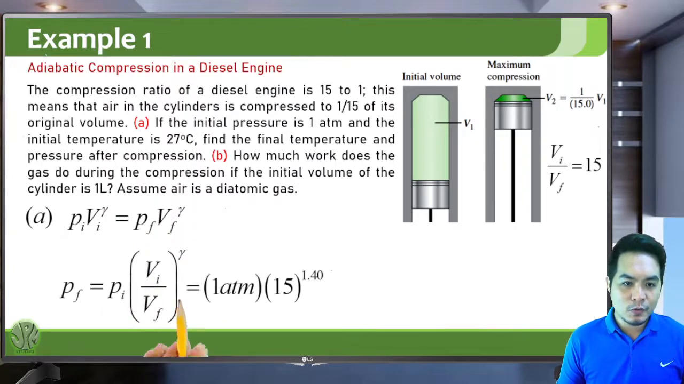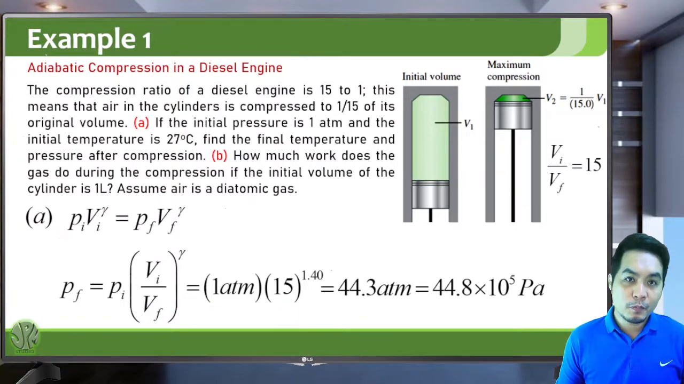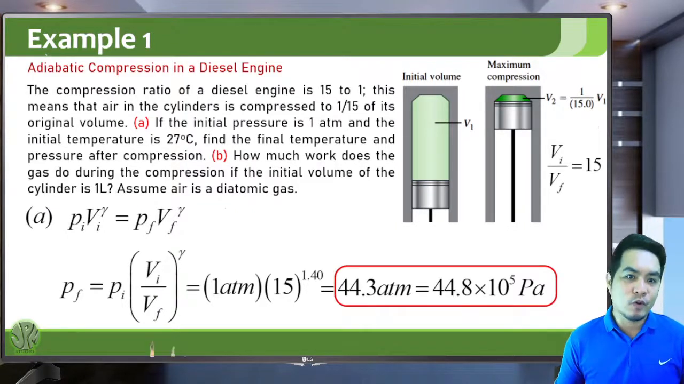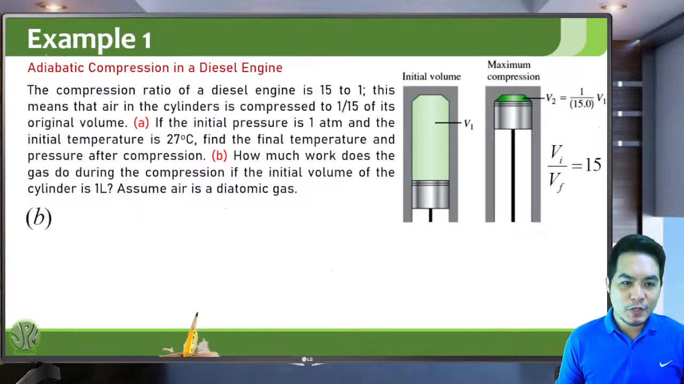It's just this one. We already know gamma is 1.40. So it's 44.3 atm or 44.8 times 10 to the 5 pascals, depending on what is required of you by the problem. So for letter B, how much work?